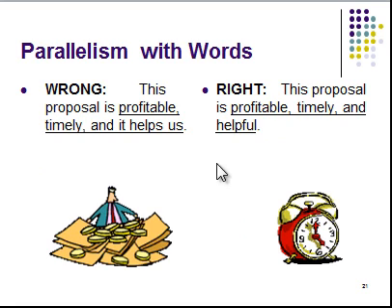Parallelism with words. This is a wrong structure on the left-hand side. This proposal is profitable, timely, and it helps us. Well, the right way to say it is: this proposal is profitable, timely, and helpful. Here you can see all are adjectives. Here this is not an adjective.